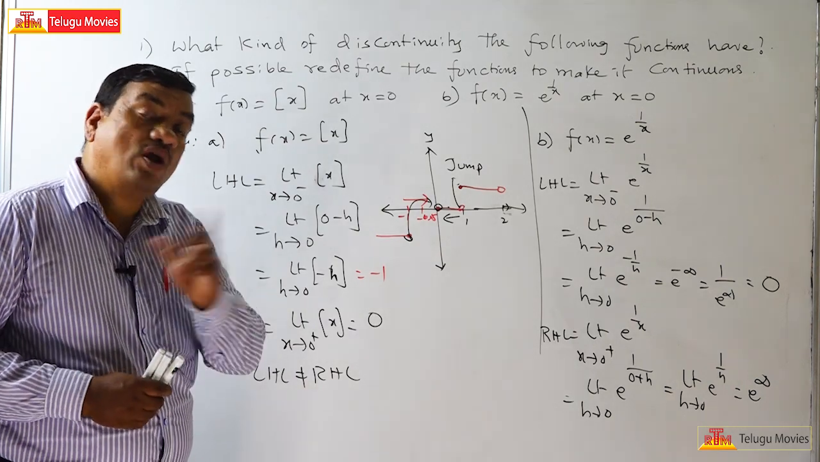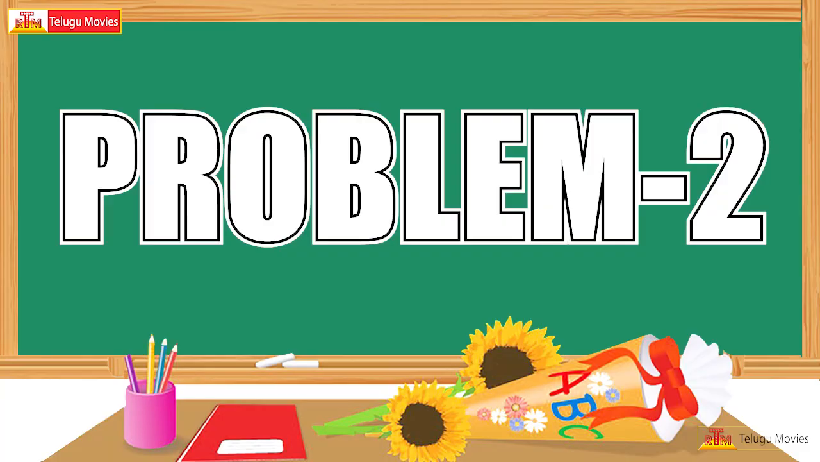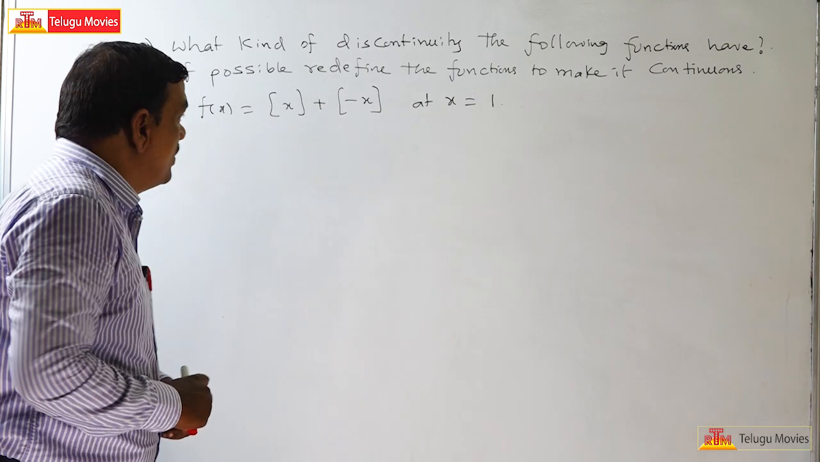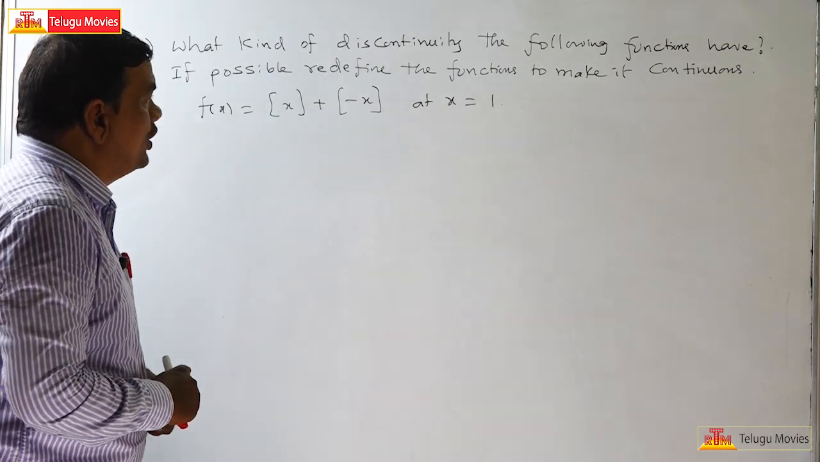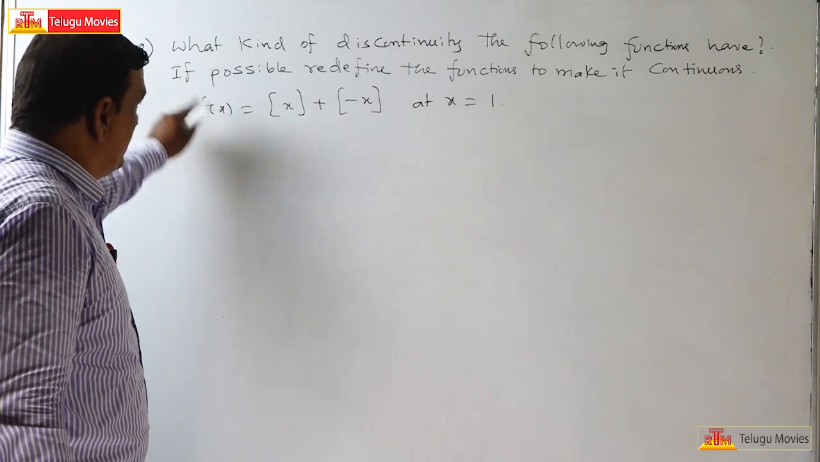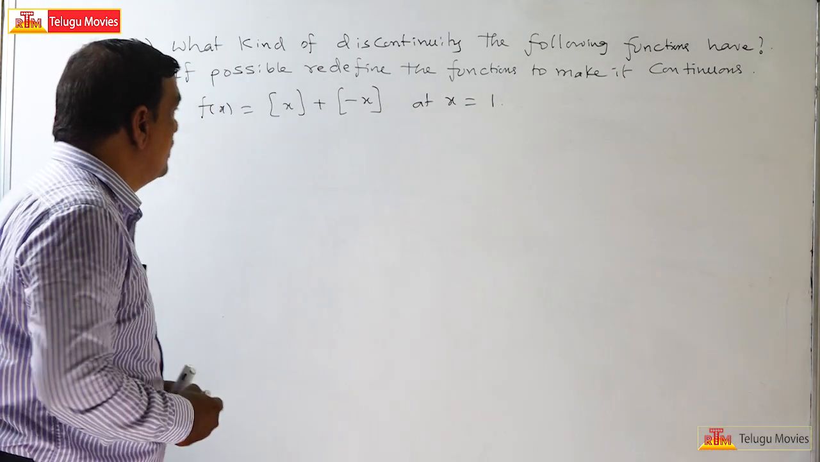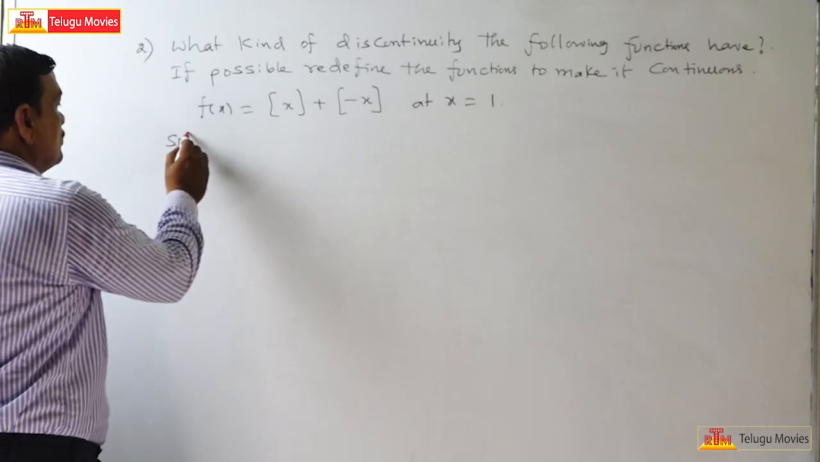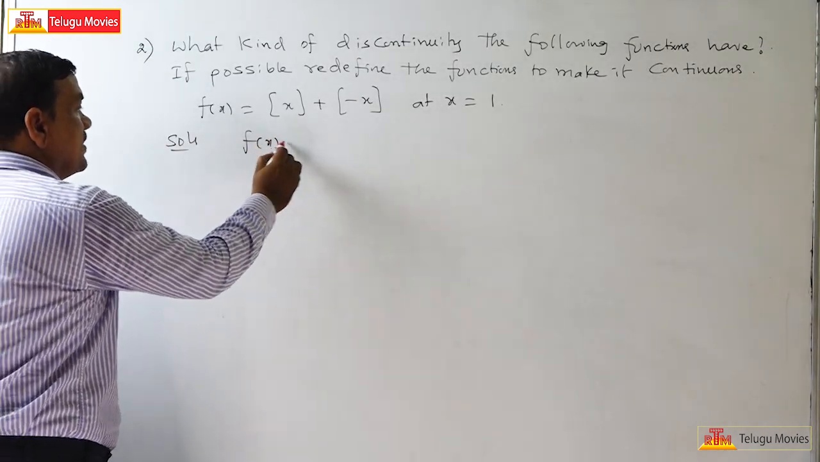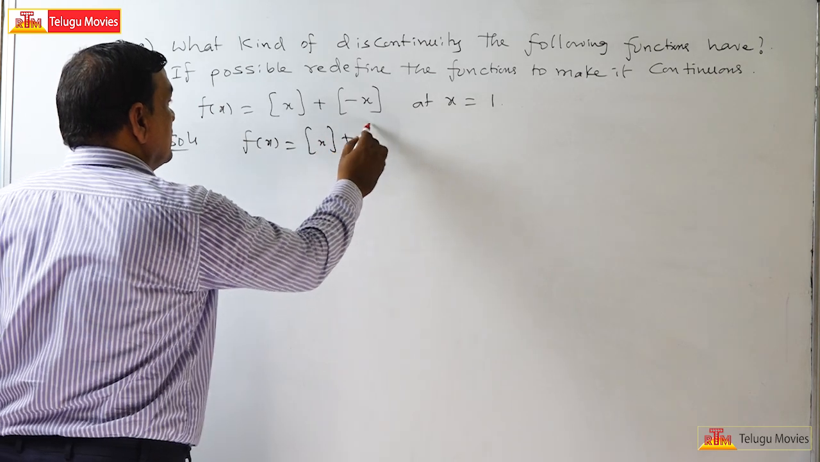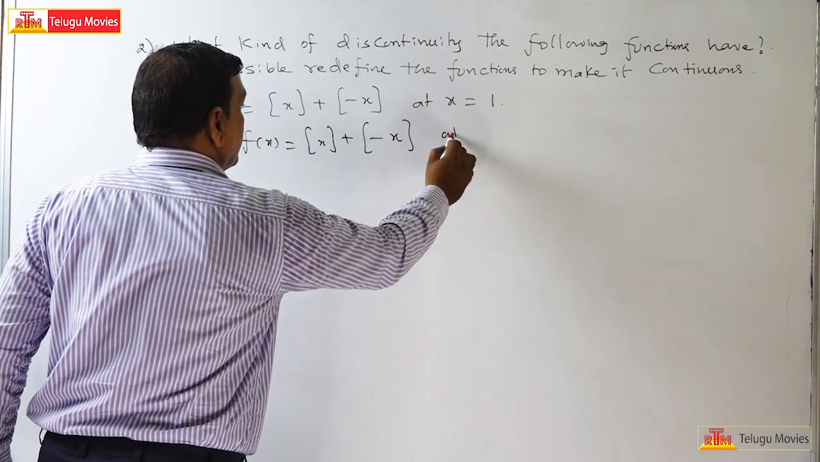Let us see one more example. Welcome to this particular problem. What kind of discontinuity does the following function have? If possible, redefine the function to make it continuous. So let us see this problem. It is given that f of x is equal to step of x plus step of minus x at x is equal to 1.